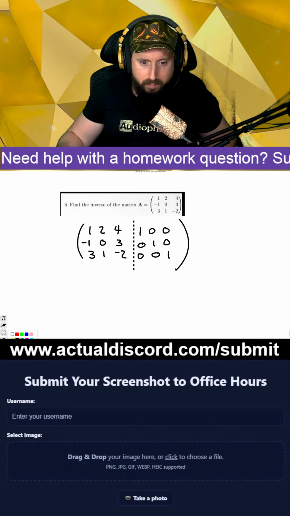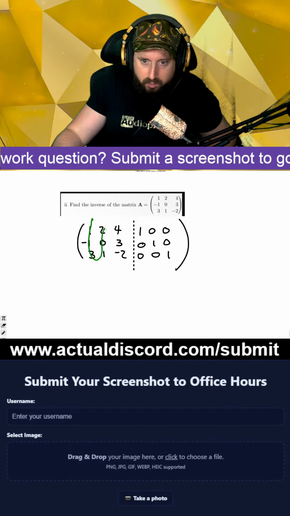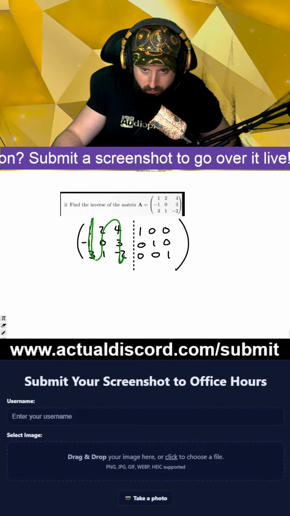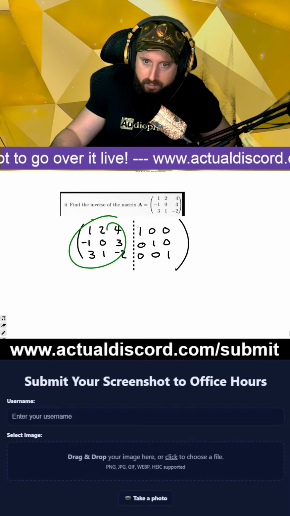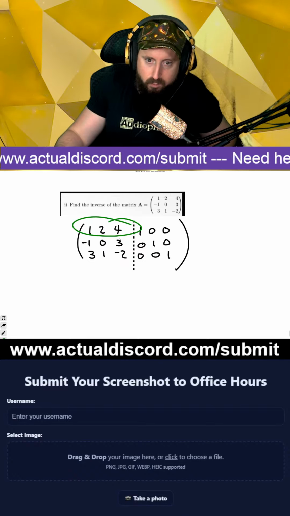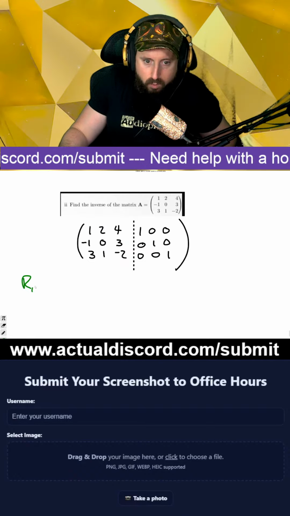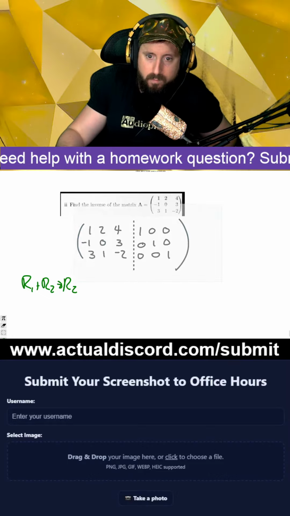Nice thing is that we have copy paste. Okay, and I always do the snake method. So I go this way, I try to go in this order to make this thing look like this. So first thing I'm going to do, I'm going to add this one to this one. So I'm going to say R1 plus R2 gets you R2, right? And let's see what that does.